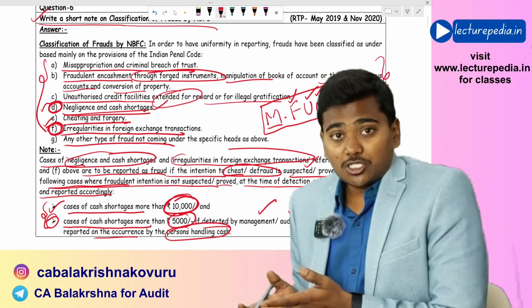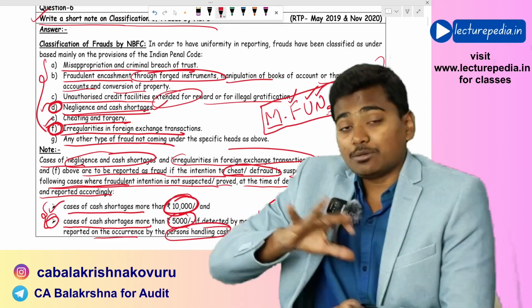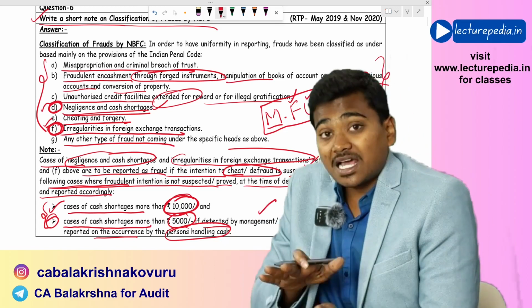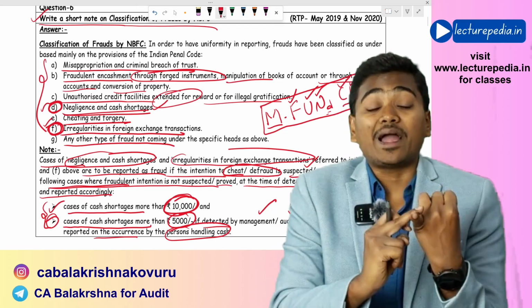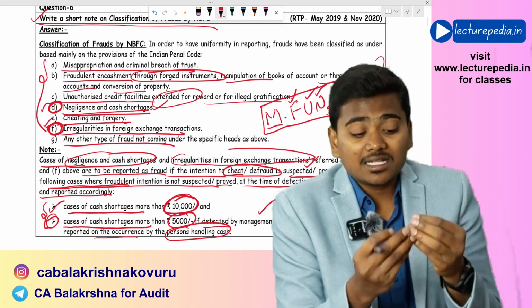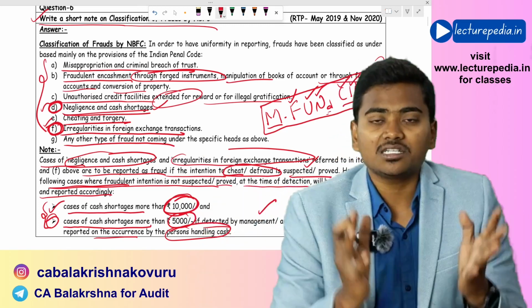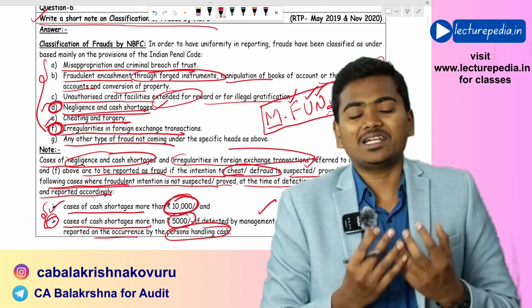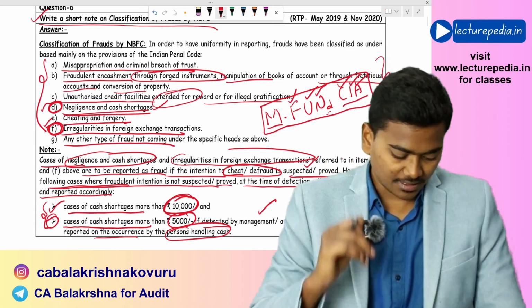Okay, the respective person who is handling the cash has not identified the fraud at the time of occurrence, but the shortage of cash has been identified either by management or by auditor or by inspecting officer, and that cash shortage is more than 5,000. In that case, even though fraudulent intention is not identified or suspected, you need to report it as fraud. Hope that is clear.